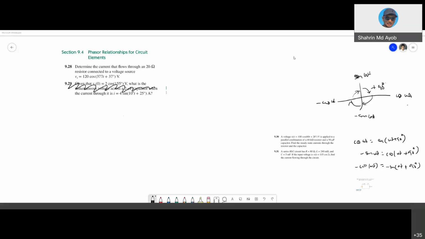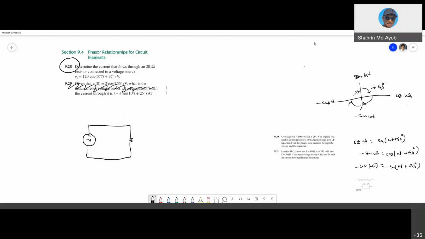Okay, so let's start with one example exercise from the Sadiku textbook. 9.29 you can ignore because this one is actually out of your syllabus. So please concentrate on 9.28, 9.30, and 9.31. Okay, let's first go to 9.28. Determine the current that flows through a 20 ohm resistor connected to a voltage source. If you don't have it, you can redraw the circuit.